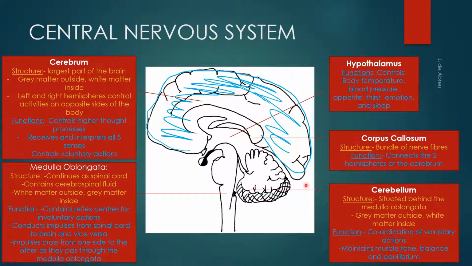Then we get the cerebellum, which is this whole part here. So let's use yellow for the cerebellum. So it's here. The cerebellum is situated behind the medulla oblongata. So we can see here's the front, and here's the back, here's the medulla oblongata, and it sits behind the medulla oblongata. It also has gray matter on the outside and white matter on the inside. And then the function of the cerebellum is it coordinates voluntary actions and maintains muscle tone, balance, and equilibrium.